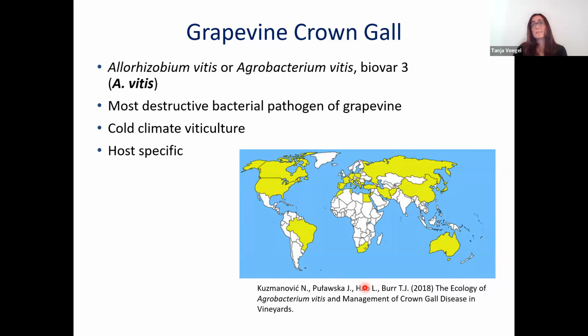Crown gall is mostly prevalent in cold climate viticulture areas, but also in other areas. As you can see here on the map, everything in yellow shows areas where crown gall is present. An important thing, though, is that crown gall is host specific to grapes. So practically, that means if you're planting a new vineyard, and in that vineyard there was only pasture or grassland or fruit trees before, there will not be grapevine crown gall in there, because those bacteria are only associated with grapes.